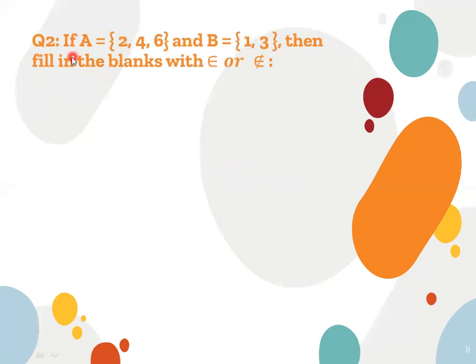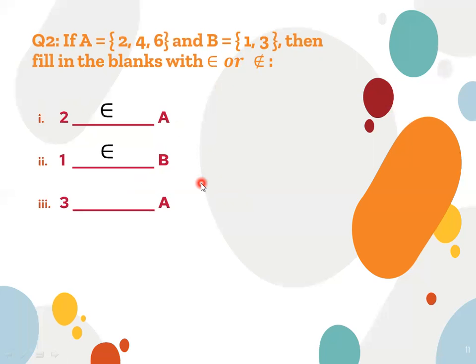Okay, now here you have question number 2. If A is equal to {2, 4, 6}, the members of set A are 2, 4, and 6, and the members of set B are 1 and 3. Then fill in the blanks with belongs to or not belongs to. You have to fill the blanks with the symbol belongs to or not belongs to. Now, please tell me, 2 _ A, you have to tell me whether 2 belongs to A or 2 does not belong to A. Yes, 2 is a member of set A, so you will say that 2 belongs to A, right? Next is 1 _ B. As you can see, 1 is a member of set B, so you will say that 1 belongs to B.